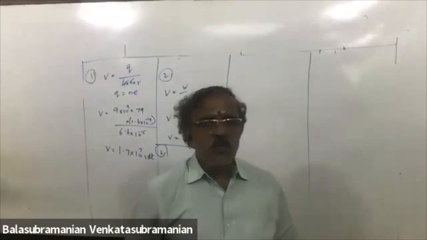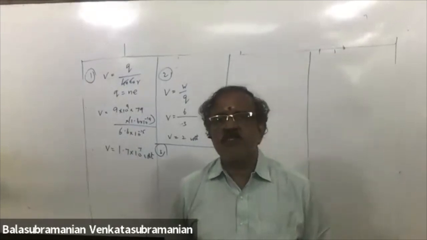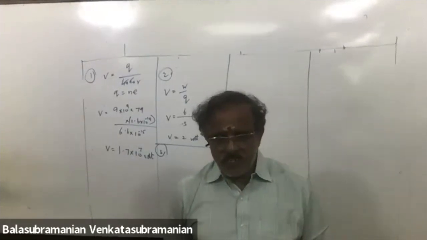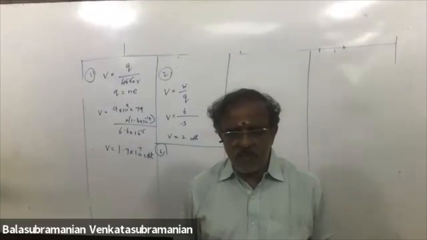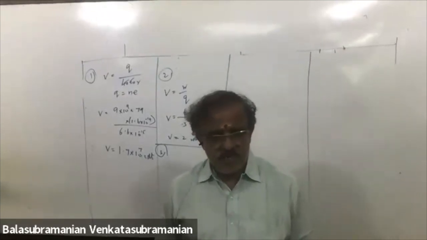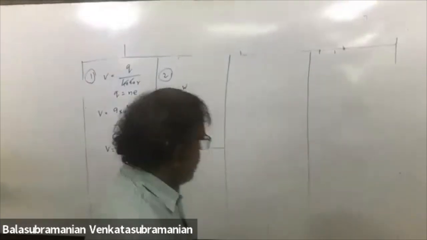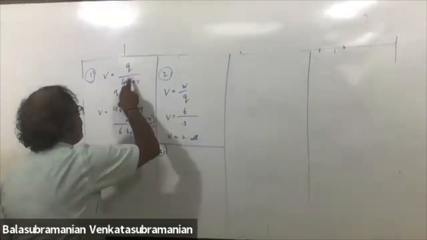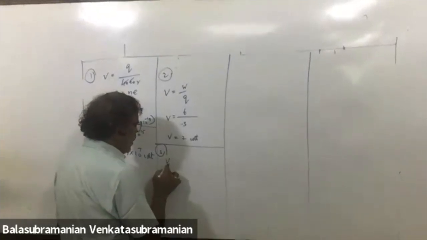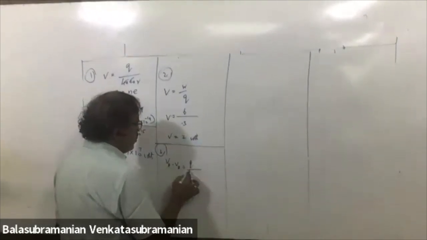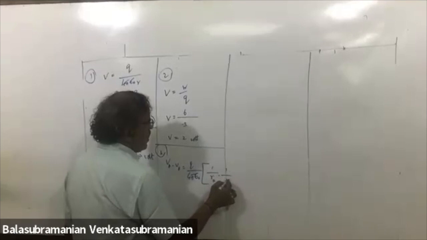2 points A and B are located in diametrically opposite direction of a point charge of +2 microcoulomb at distances 2 meter and 1 meter respectively from it. Determine the potential difference VA minus VB. Potential due to point charge is Q by 4 pi epsilon naught R, basic formula. So potential difference means VA minus VB is equal to Q by 4 pi epsilon naught, common, 1 by RA minus 1 by RB.